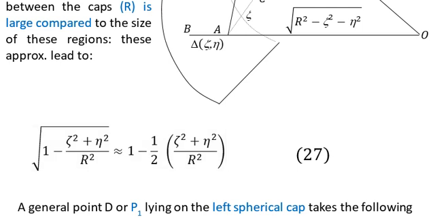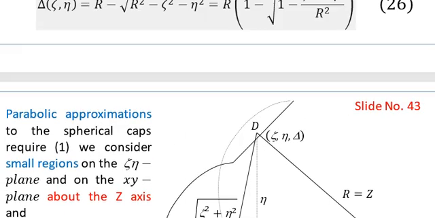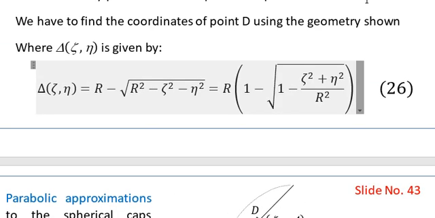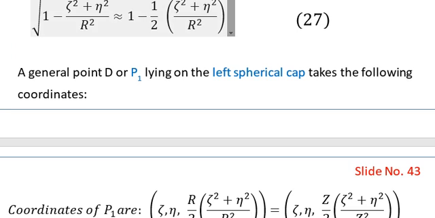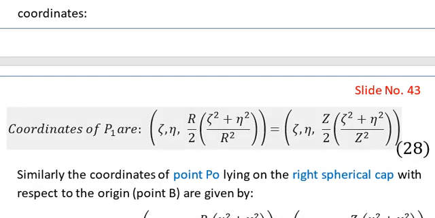So in order to apply this condition, we substitute equation number 27 in equation number 26. Some terms will cancel out, and the simplified result is that a general point D or P1 lying on the left spherical cap takes the following coordinates: zeta, eta, comma, r by 2, and within the parenthesis zeta square plus eta square over r square.